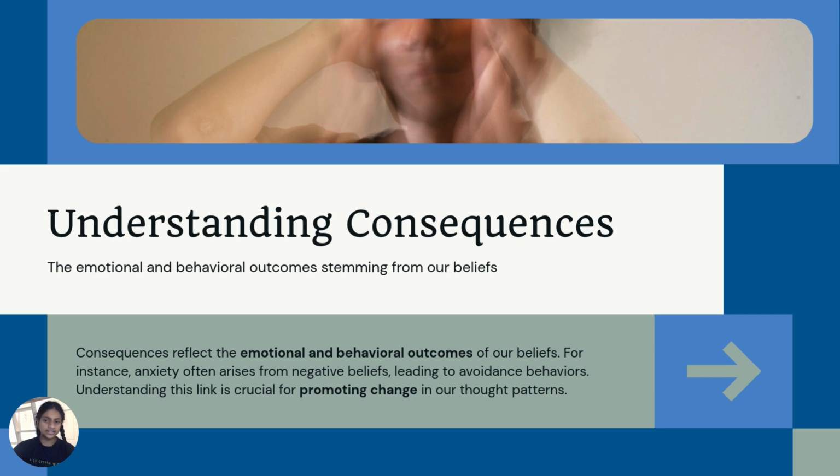Now, let's take an example. Say a student receives a low grade on a test. This is the activating event. If their belief is, "I'm a failure, I'm not smart enough," the consequence may be anxiety, shame, and avoidance. They might stop studying altogether or not show up to class. On the other hand, if the belief is, "This was one test. I didn't prepare well, but I can improve."